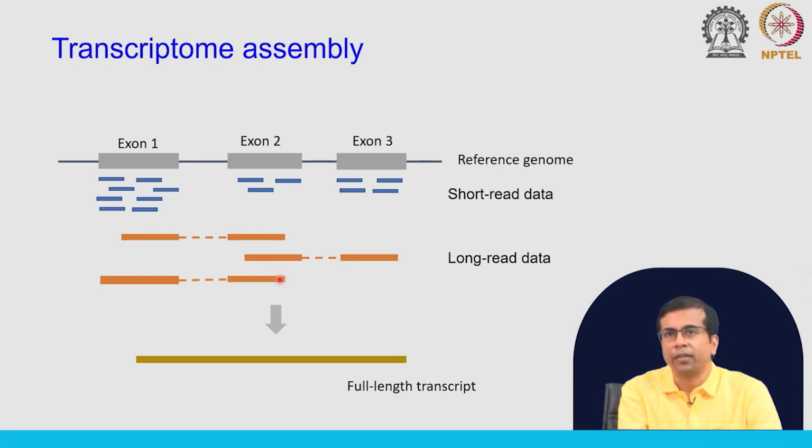You will get this kind of read when you are working with long read data. One of the advantages of long read data is that you can then identify which isoforms are expressed, because of the presence of these junctions in your data. So, we can take short read data and long read data and assemble the full length transcript. How do you do that?